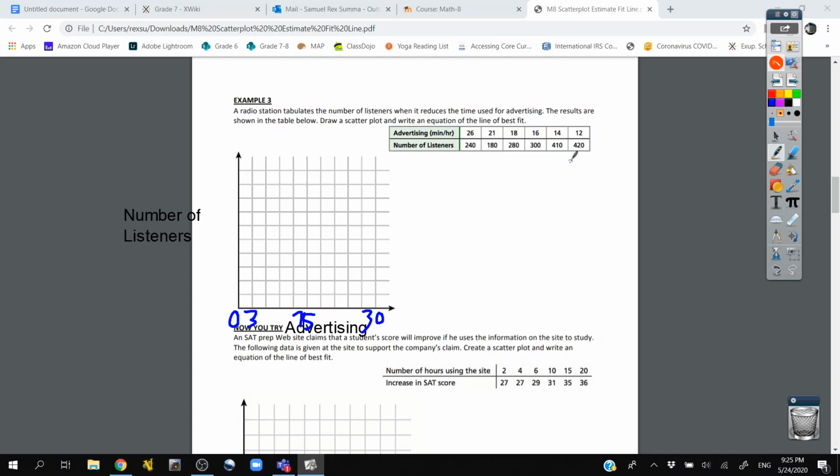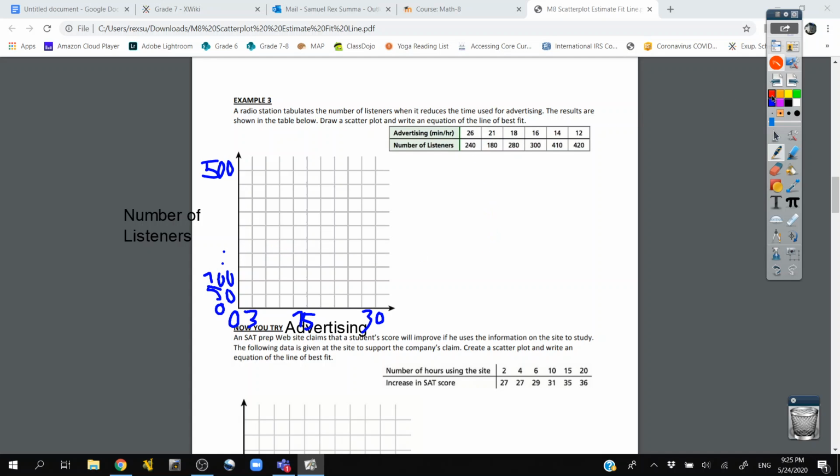Then on this axis for listeners, we need to get at least to 400. I assume it's another 10, but 1, 2, 3, 4, 5, 6, 7, 8, 9, 10. So we're counting at least by 40s, or 42s really, which means I'm just going to count by 50s, which means the top is going to be 500, the bottom 0, 50, 100. You can do that, but fill in your axes.